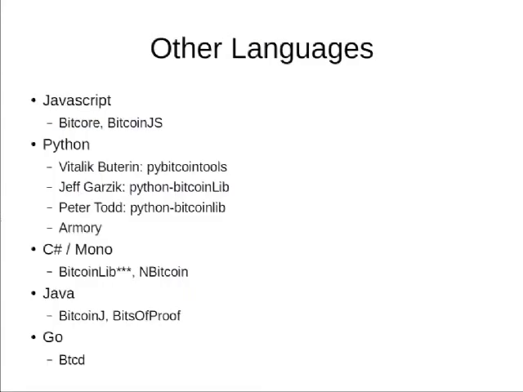Other languages: if you want to develop on Bitcoin D or the Bitcoin network, there are all sorts of languages you can use. Here are some of the most popular. With JavaScript, you got Bitcore developed by BitPay, and BitcoinJS. Python, Vitalik Buterin has PyBitcoinTools, and Jeff Garzik and Peter Todd, both core developers, have their tools. You got Armory. In C#, you have NBitcoin and BitcoinLib, which is my preferred library. Java, you got BitcoinJ, which is developed by an ex-Googler, and Bits of Proof. And in Go, you have BTCD.